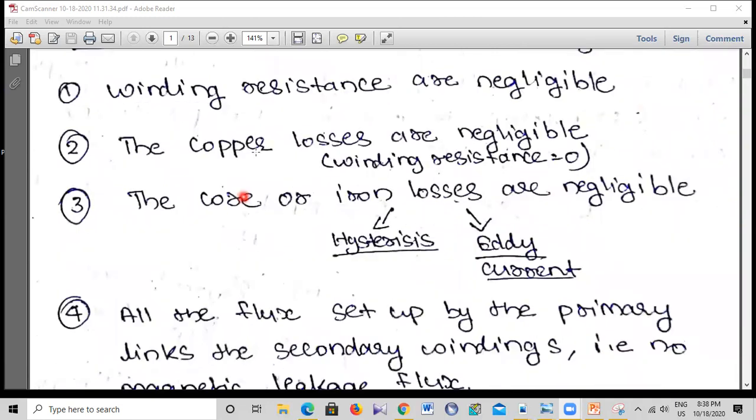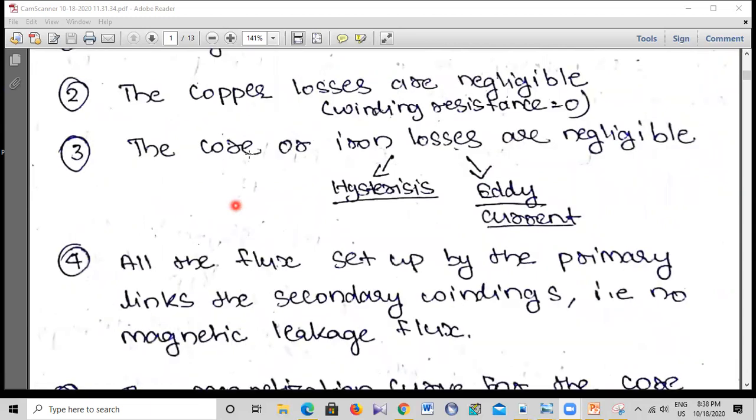Then copper losses are negligible. Why are copper losses negligible? Because we know that copper loss is I squared R, current squared into resistance. Since the resistance is 0, the copper loss is also 0. And the core or iron losses are also considered negligible. We have learned in our previous sessions that iron losses comprise hysteresis loss and eddy current loss. So an ideal transformer means we don't have any loss at all: no copper loss, no core loss, no hysteresis loss, no eddy current loss.